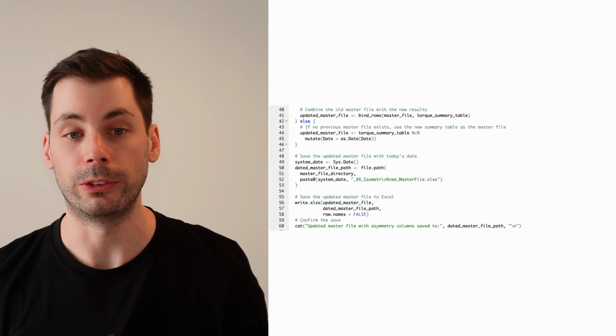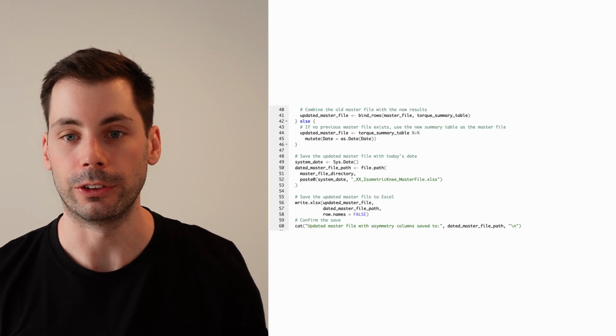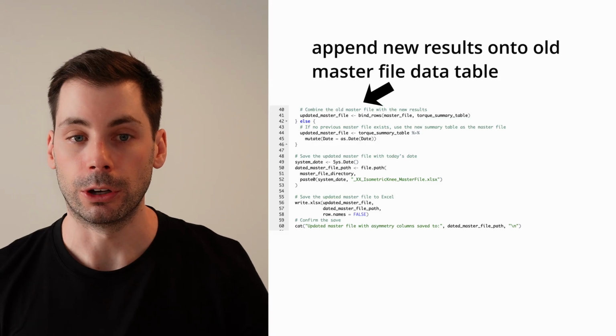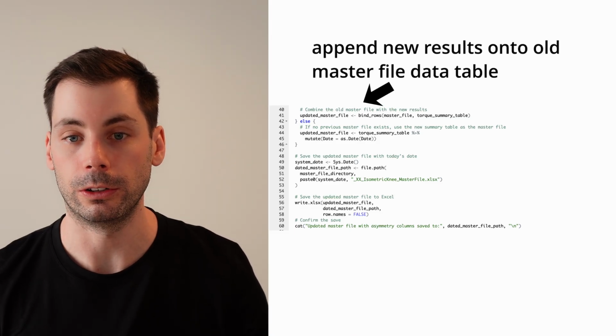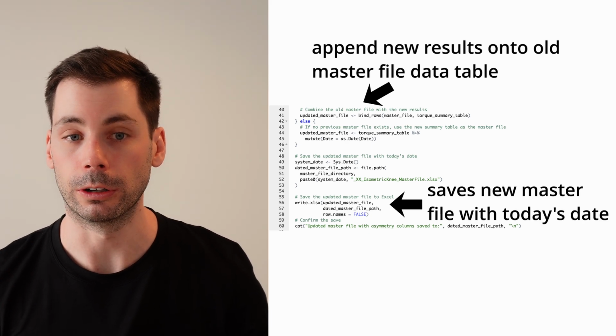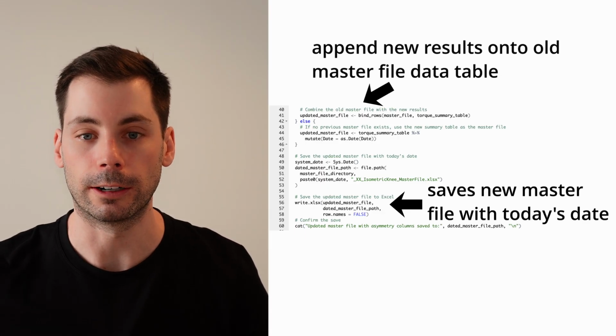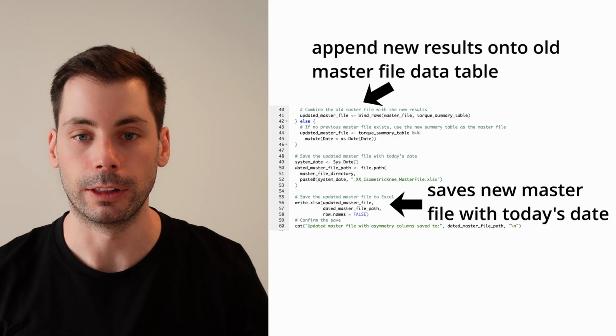Next, we move into our second step of the process, where we append today's results and save a dated version. So this part of the code appends today's testing results to the most recent master file that we just found in step 1. It then saves the new master file in our main folder with a date stamp, so we know when it was made and when it was most up to date. And then we also have our historical record in our master file archive that we can go back to if we need to.